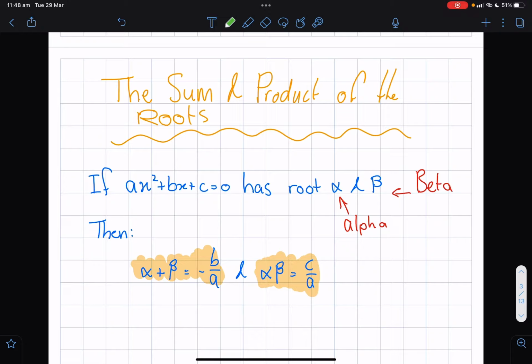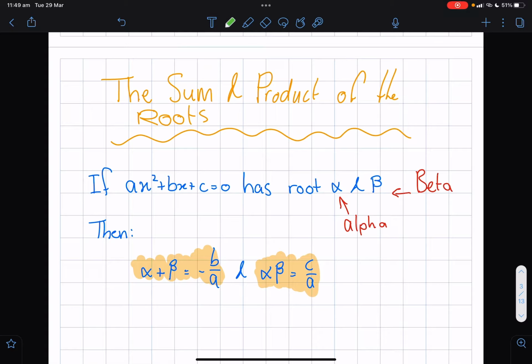So today we're going to be looking at the sum and the product of the roots. All right, this sum and product is different to the one you guys have been dealing with in your factorization, okay? So please do not get them confused when you are attempting questions, all right?